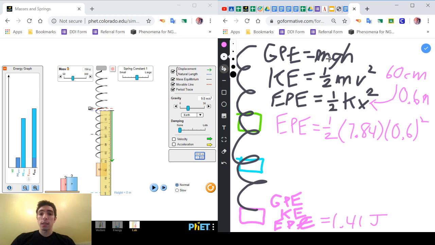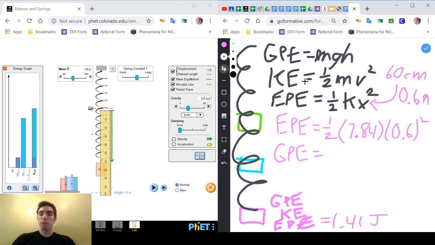So the next thing that I ask you to do, the next step here, is to calculate another one of these 3 types of energies. So we'll go to gravitational potential energy next. So our GPE is m times g times h. Now, the real thing to be careful of here is measuring this height. So we know what the mass is. In your case, it'll be 100 grams. For me, it's going to be 150 grams. We're on Earth, so g is still 9.8 meters per second squared, and it says that over here in the simulation as well.